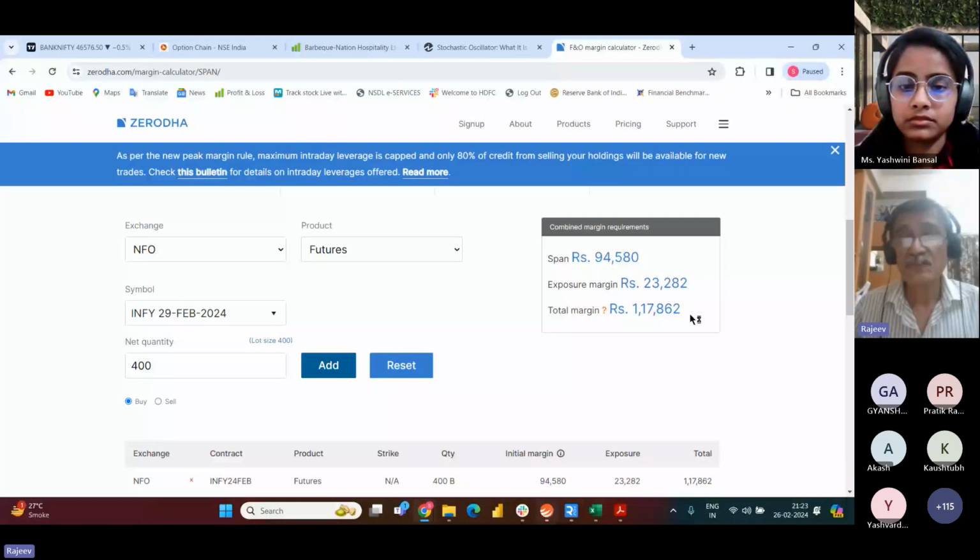So instead of 6,40,000, even if you have 1,17,000, you can enter into this trade of futures, buying in few futures anytime before 29th February. And for that, you pay a certain amount to the seller, that is called a premium.